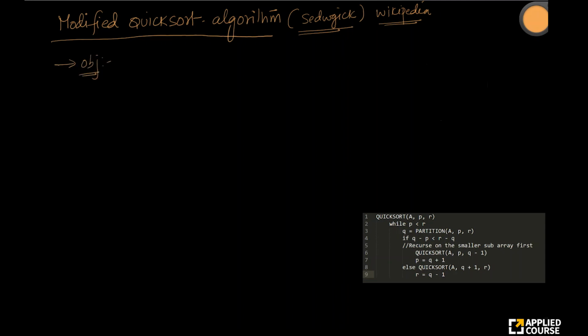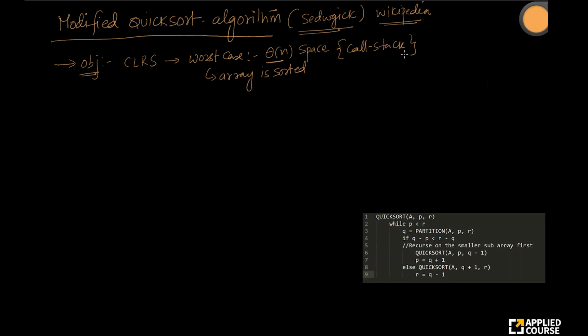In the previous video, we have seen that if you use the simple CLRS implementation of quicksort that we discussed earlier, in the worst case, we could get a space complexity of theta of n. That too, when the whole array is already sorted. If the array is already sorted, we could get a theta of n worst case space complexity, right? Because of the call stack. We have seen this.